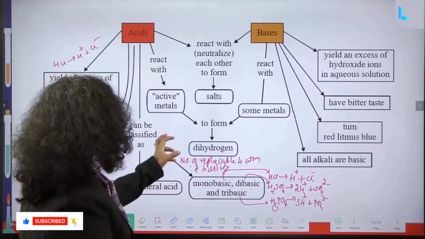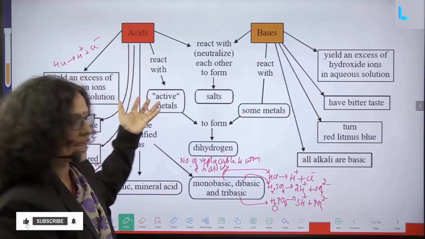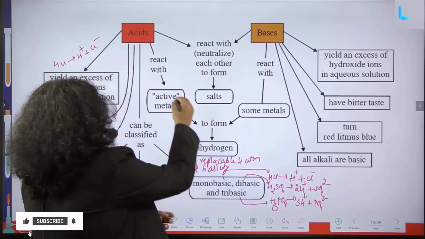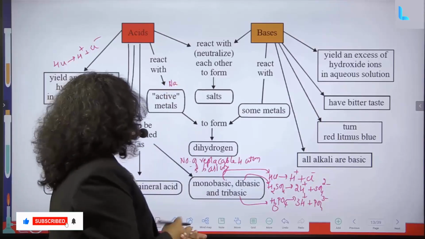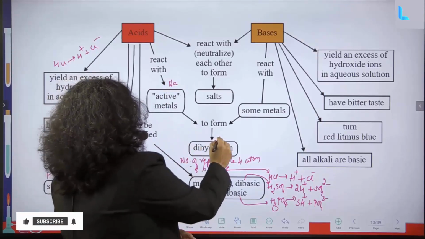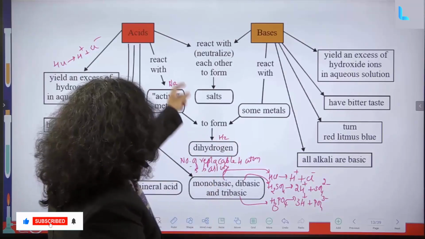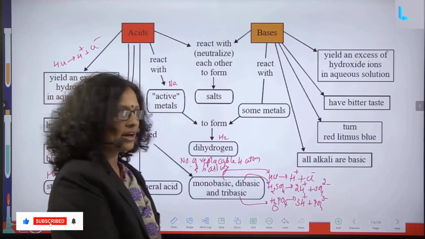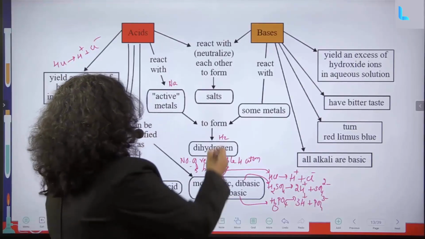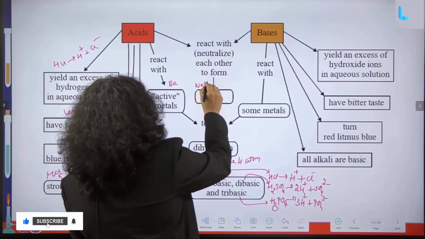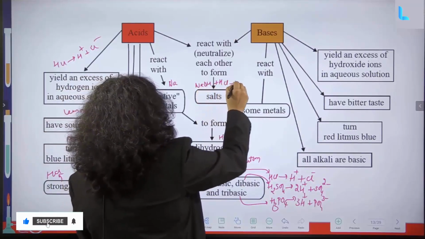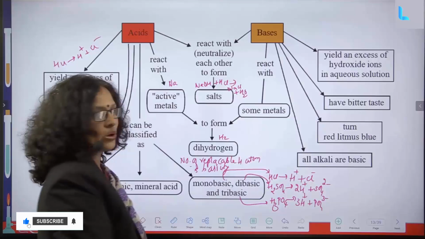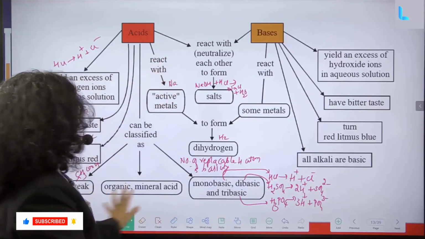Clear? Then when an acid reacts with active metals, like sodium, hydrogen gas is liberated. Acids also react with bases to neutralize each other and form salts, like NaOH plus HCl gives NaCl, salt, plus water. So you are getting salt. Now acid we have completely covered.